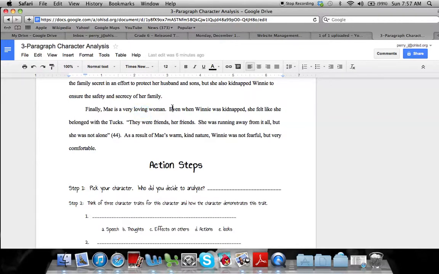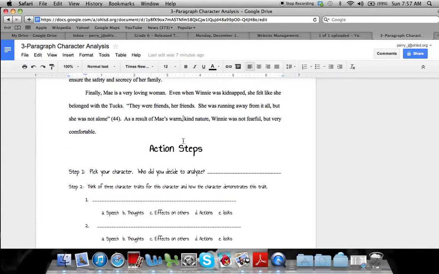Even when Winnie was kidnapped, she felt like she belonged with the Tucks. Here's my example from the text that proves it. "They were friends, her friends. She was running away from it all, but she was not alone." As a result of May's warm, kind nature, Winnie was not fearful, but very comfortable.